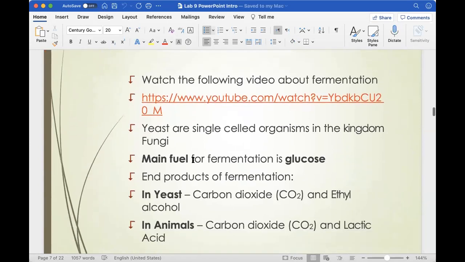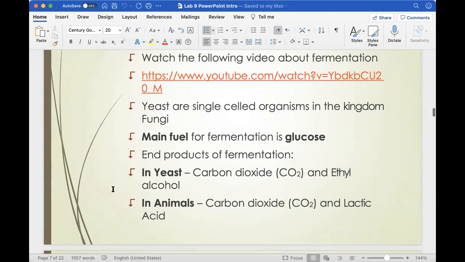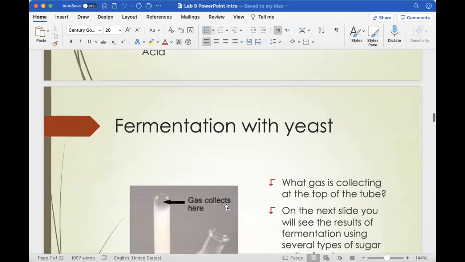It's really great. Yeast are single-celled organisms in the kingdom of fungi, and the main fuel for fermentation is glucose. And as a reminder, the end products of fermentation in yeast will be carbon dioxide and ethyl alcohol, but in animals, it'll be carbon dioxide and lactic acid.